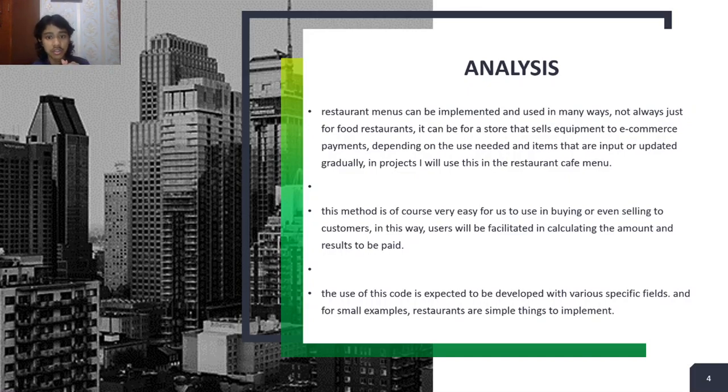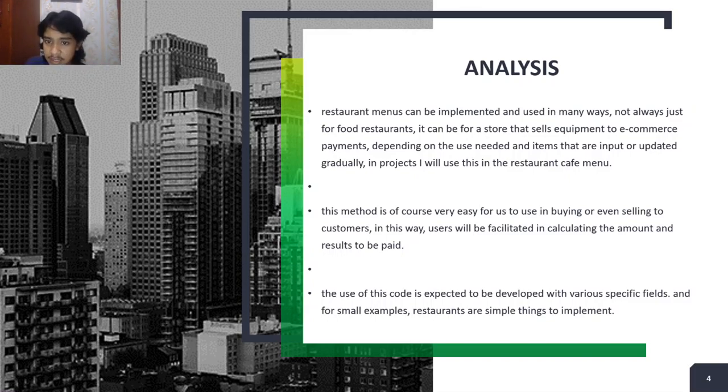In the analysis, a restaurant menu can be implemented in many ways, not always just for a food restaurant. This code is not always meant to be a restaurant menu. It could be a store that sells food, ingredients, and many things, or even an e-commerce payment for buying and selling items in online shopping. It is a calculating program that can count tax and the items that you ordered.